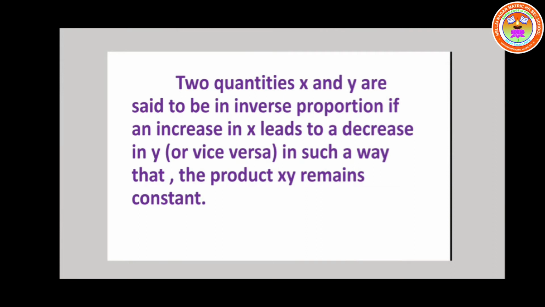Two quantities x and y are said to be in inverse proportion if an increase in x leads to a decrease in y. If x increases, y decreases, or else x decreases, y increases. That is called as vice versa, in such a way that the product xy remains constant. So constant means what? Same. xy remains a constant.